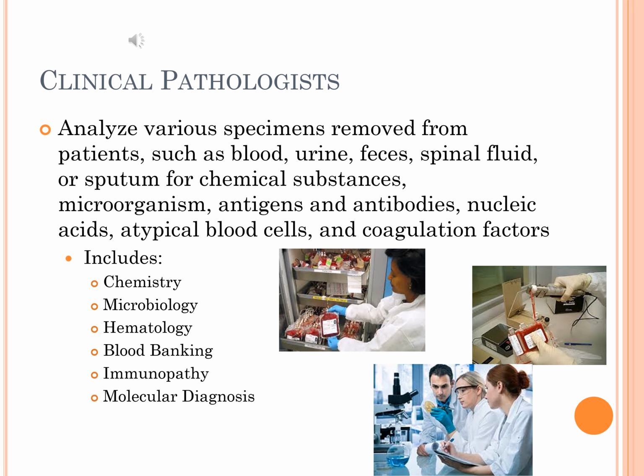Clinical pathologists analyze various specimens removed from patients, such as blood, urine, feces, spinal fluid, or sputum for chemical substances, microorganisms, antigens and antibodies, nucleic acids, atypical blood cells, and coagulation factors. This includes chemistry, microbiology, hematology, blood banking, immunopathy, and molecular diagnosis.